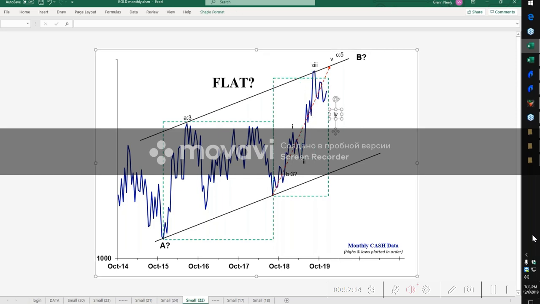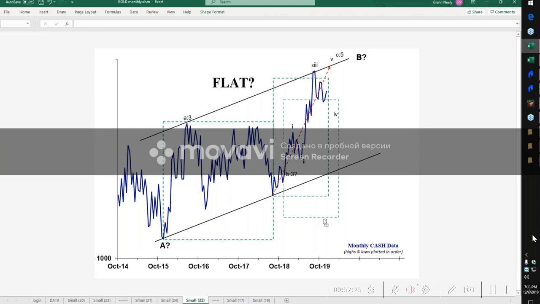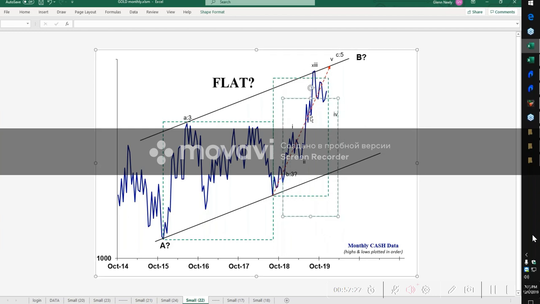And once wave 4 is finished, then we need to have one more advance for wave 5. The third wave appears to be the longest, so we would assume that wave 5 would be equal or similar to wave 1. So I'm going to go ahead and measure that.